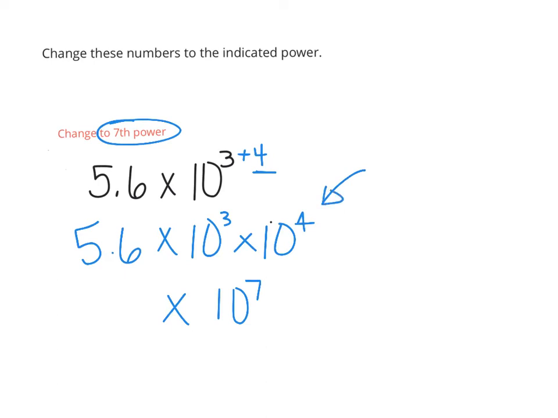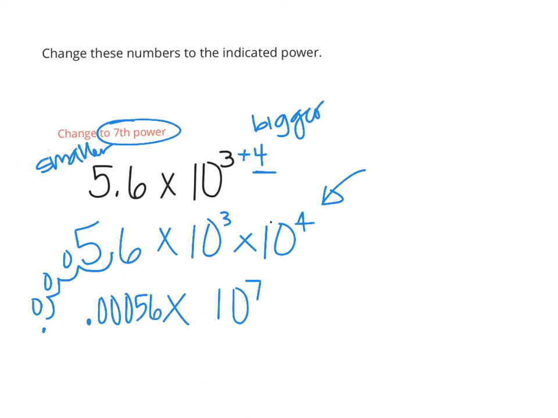So over here, I need to make this one smaller because I made this bigger. By 10 to the 4th, I need to divide by that. So I'm going to move it back 1, 2, 3, 4, put some zeros here. So it ends up being 0.00056 times 10 to the 7th. So I rewrote that so it was in the 7th power.